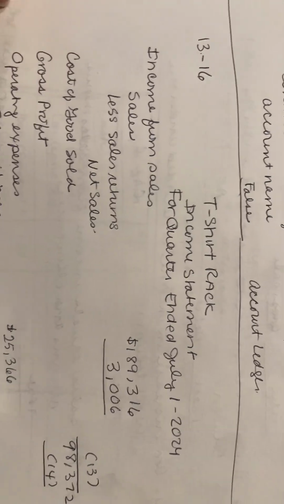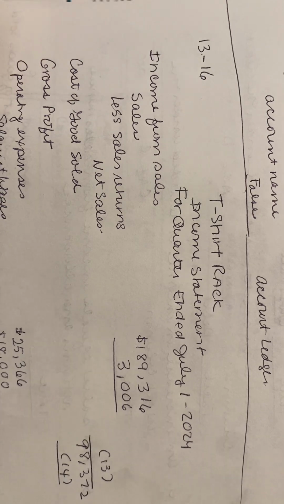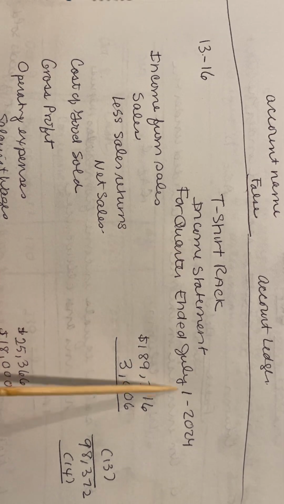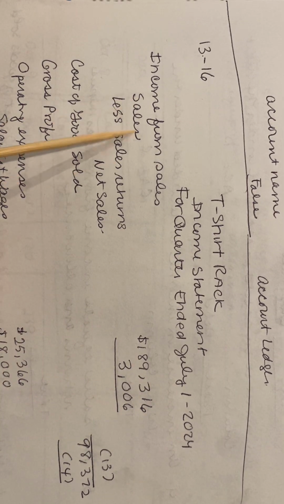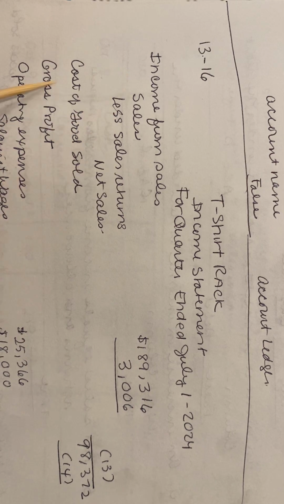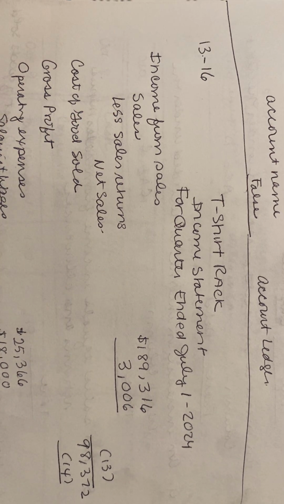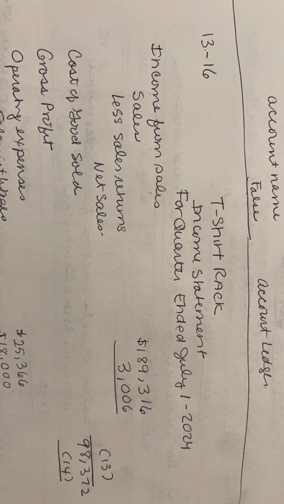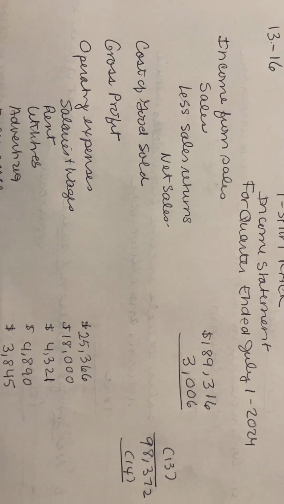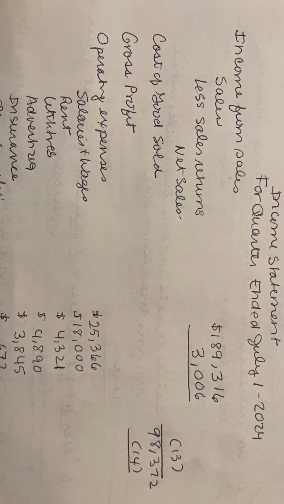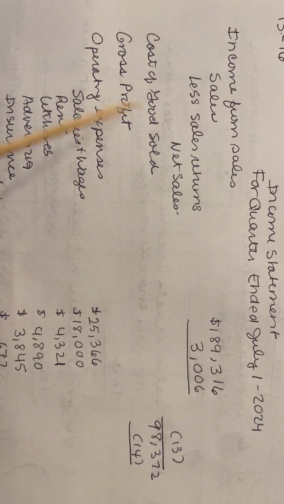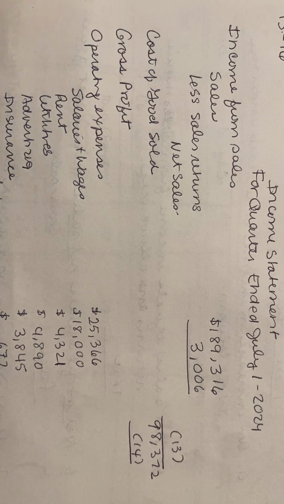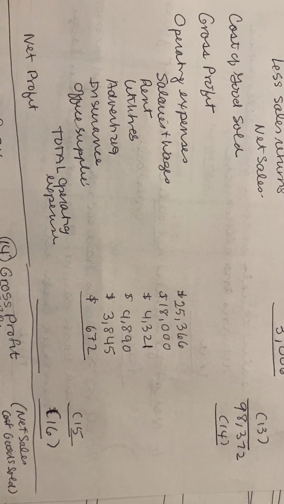So now we have, and you have this on your test here, a t-shirt rack income statement for quarter ended July 1st. You have the income from sales, and then you're figuring this whole thing out. This is going to be for your income statement. It looks like this. So you have this income statement, it's all on your test, and then we have number 13, number 14, and then on to number 15 and 16. So there's 3 problems.